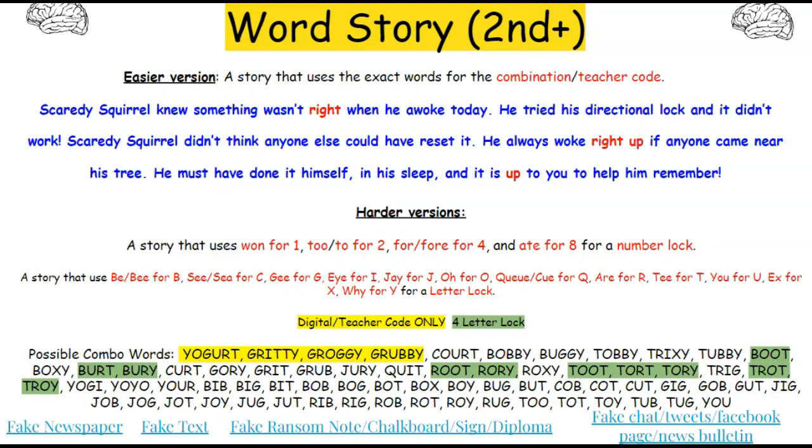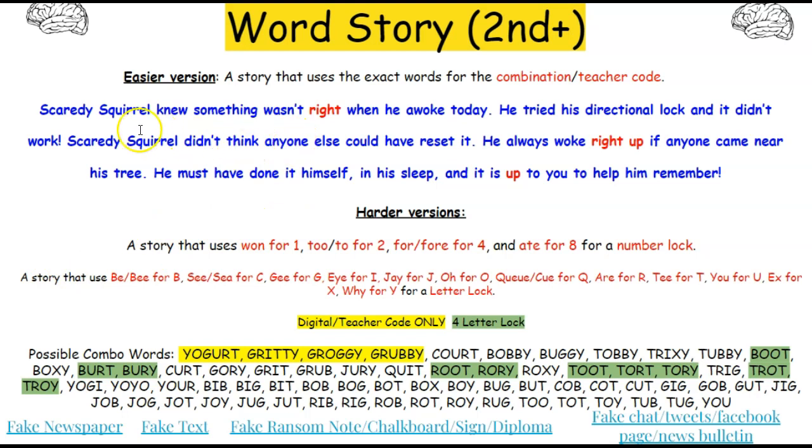Word story puzzles are appropriate for second grade and above. They are mental type puzzles, so they will work for digital or physical breakouts. The easier version, a story that uses the exact words for the combination/teacher code. The harder versions, a story that uses the word 1 for 1, 2 for 2, 4 for 4, 8 for 8 for a number lock, or a story that uses B for the letter B, C for the letter C, G for the letter G, I for I, J for J, O for O, Q for Q, R for R, T for T, and U for U, X for X, and Y for Y for a letter lock combination.